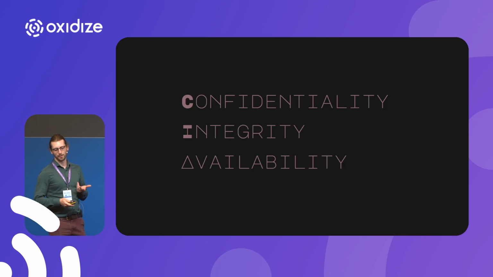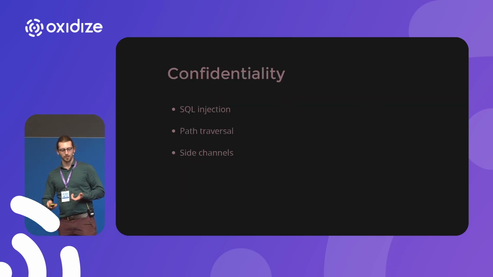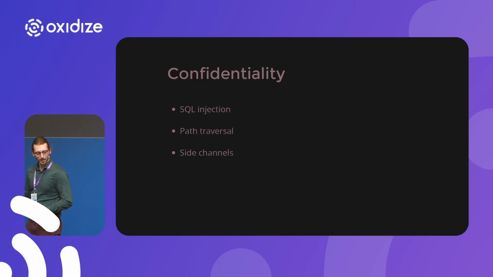And just to give you some examples of what I mean by each of these words, let's talk about confidentiality and what a confidentiality bug would be. So an SQL injection where I can, for example, dump the entire users table from your database, then the confidentiality of your users has been compromised. This is a confidentiality bug.